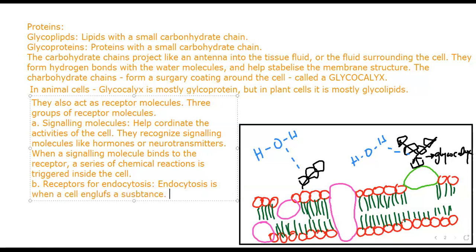So, for example, you guys must have studied this with phagocytes. Remember, phagocytes would engulf the bacteria. So, cells don't just do it for bacteria. They can do it for food molecules. They can do it for other things as well. That's endocytosis. So, for endocytosis to occur, again, we need receptors, right?